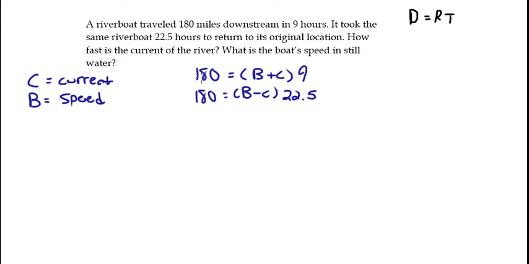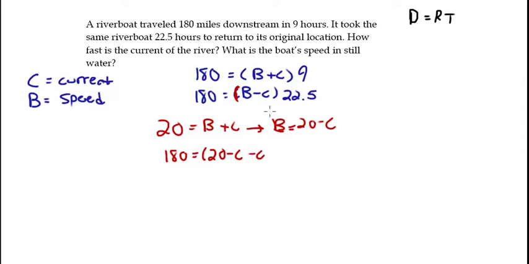I'd like to use this one right here, but you're more than welcome to use this one down here. For this top one, what can we do to both sides to make things easier? Can we divide something out? You're absolutely right if you said we could, because we can divide both sides by 9, and we get 20 equals b plus c. Let's solve for b, and we get b is equal to 20 minus c. So we've got one variable in terms of the other. That's a good thing. Now we can plug it into the other equation. We get 180 equals, instead of b, we already know what b is now, it's 20 minus c, and then minus that c, all in parentheses, times 22.5.